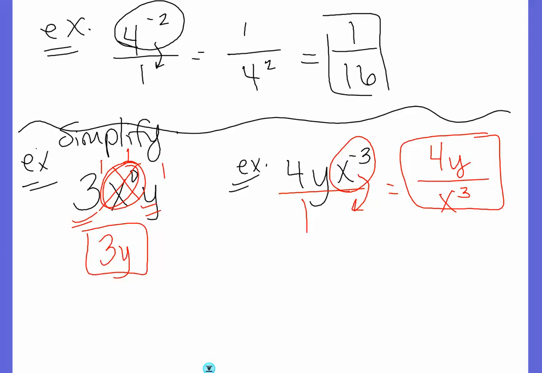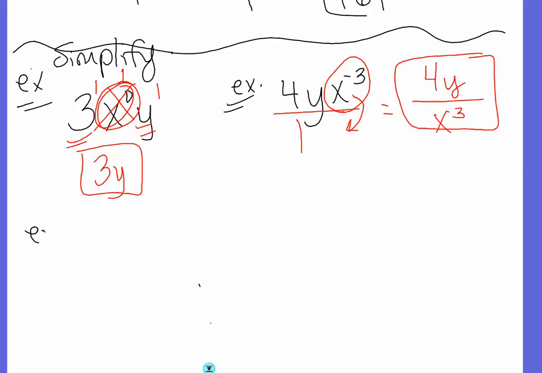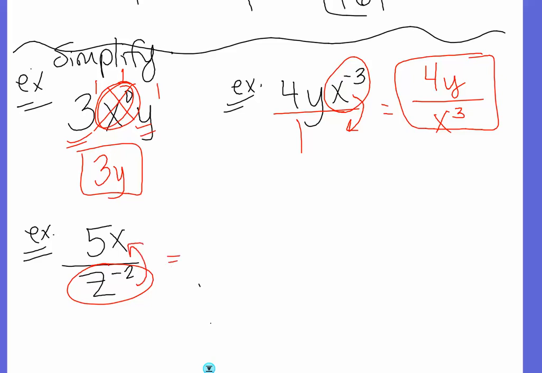What if I had this? What if I had 5x over z to the negative 2? So when you're simplifying, you always want to look for the things that are alarming. What do you notice that's alarming? Well, I see a negative exponent. So what do negative exponents do? They move on the fraction. So notice this is already a fraction, so I don't need to make one. But since z is on the bottom and it's negative, where does z really belong? Z really belongs on the top. So I'm going to rewrite this and keep 5 and x on the top. And I'm going to move z squared to the top.